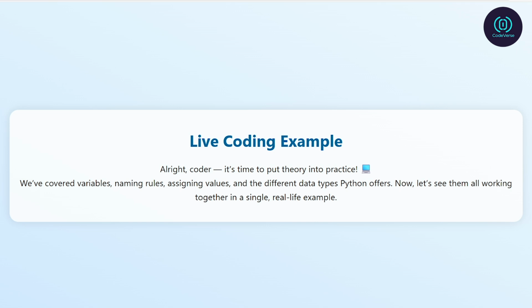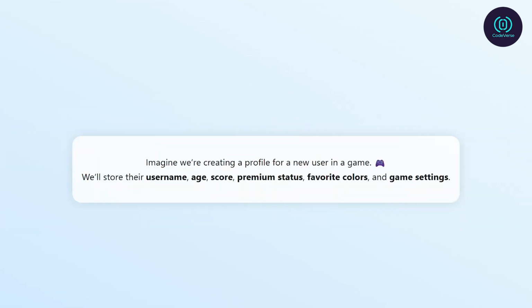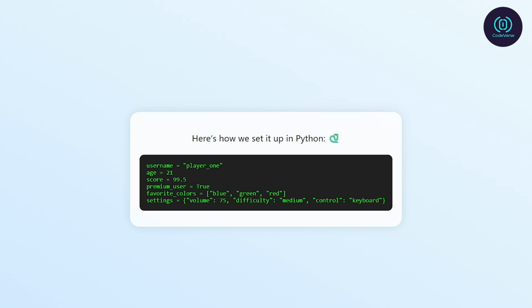Alright, coder, it's time to put theory into practice. We've covered variables, naming rules, assigning values, and the different data types Python offers. Now, let's see them all working together in a single, real-life example. Imagine we're creating a profile for a new user in a game. Step 1, let's store the player's information. We'll create: username, string, "player_1". Age, integer, 21. Score, float, 99.5. Premium_user, boolean, True.